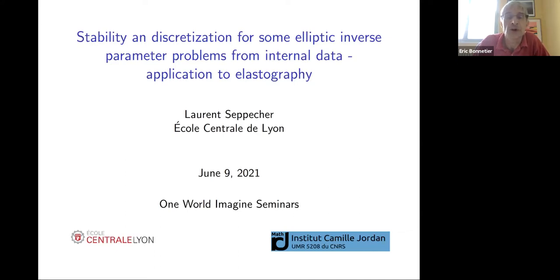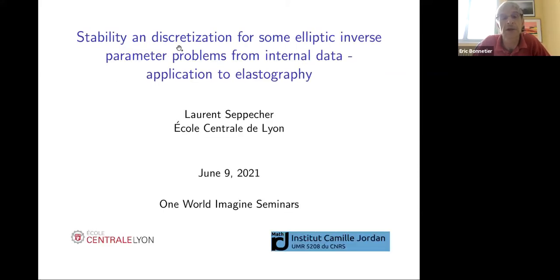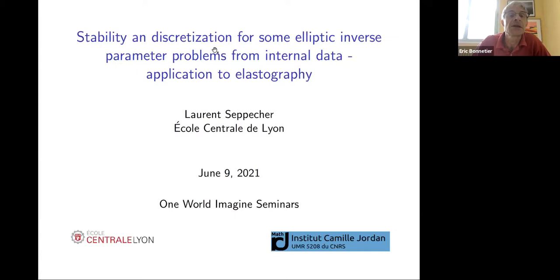Laurent's research focuses on inverse problems in what is called multi-physics problems, where actually one can use internal data to reconstruct whatever parameters of interest. This is a particularly new area in inverse problems, and Laurent is interested in those things in the context of seismic and medical imaging. And so today he will talk to us about stability and discretization techniques for this form of elliptic inverse problems with internal data in elastography, and in particular with application to detection of breast tumors.